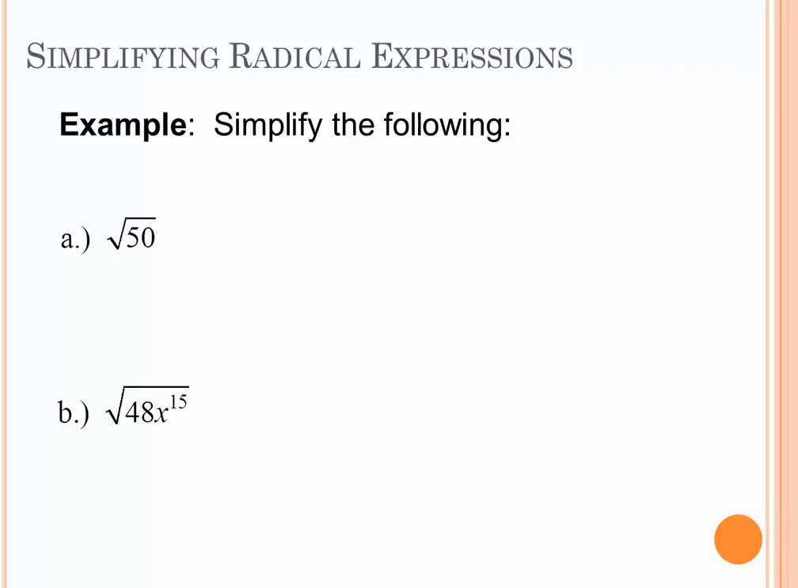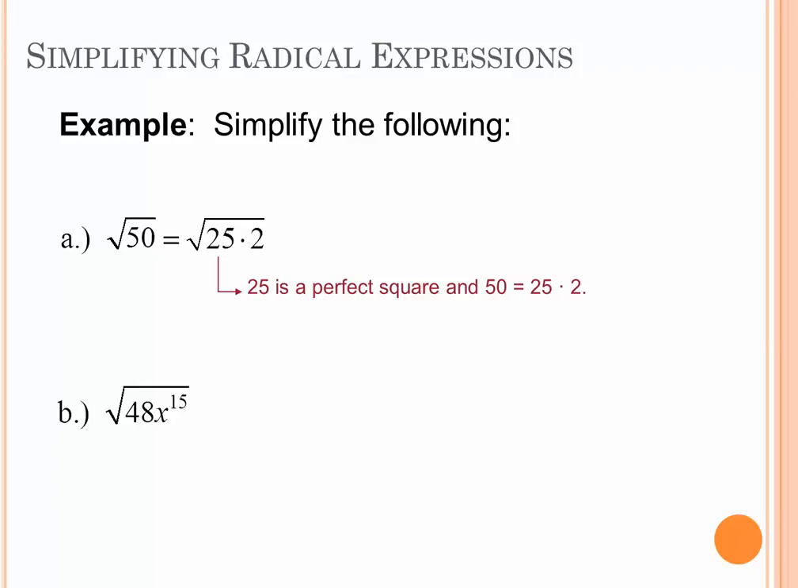Simplify the square root of 50. Now 50 is not a perfect square. However, if you look at the factors of 50, the factors of 50 would be 1 and 50, 2 and 25, etc. 25 is a perfect square. So we could rewrite 50 as 2 times 25 because 25 is a perfect square.